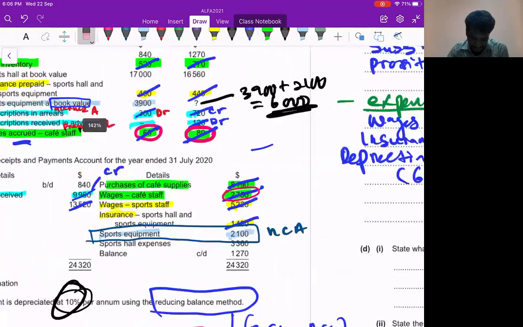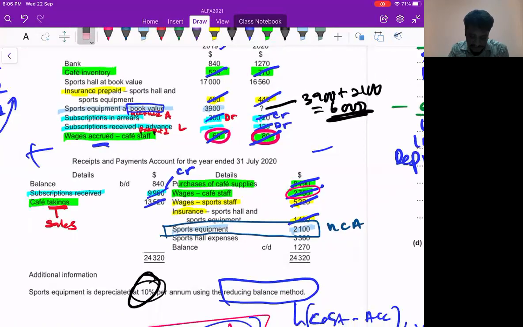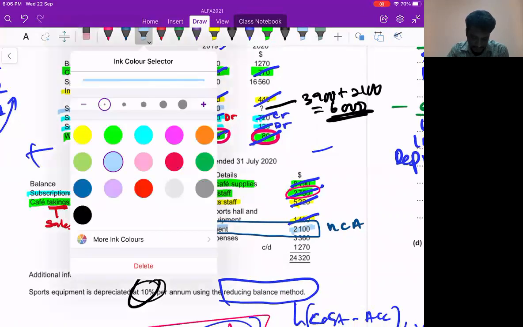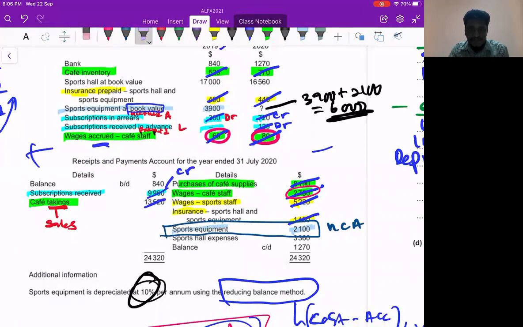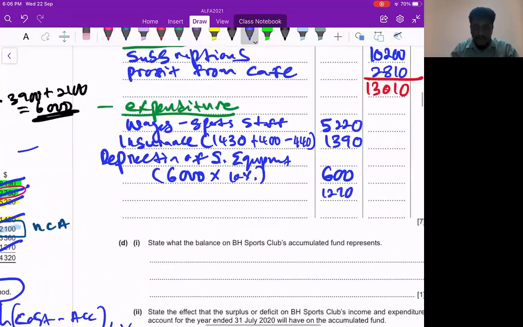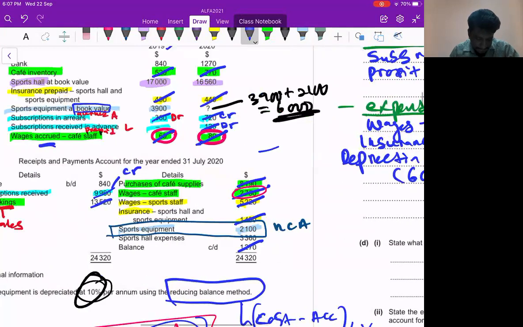Okay. After that, do you have any other expenditure? Okay, I didn't see any expenditure, but I see one thing. Sports hall. Opening balance 17,000, closing balance 16,000. And I can see sports hall here. Sports hall expenses. Oh, I'm so sorry. I forgot about this. The sports hall expenses is an expense. You write here 1270. I forgot just now. Just put this, 1270. Do you have anything?